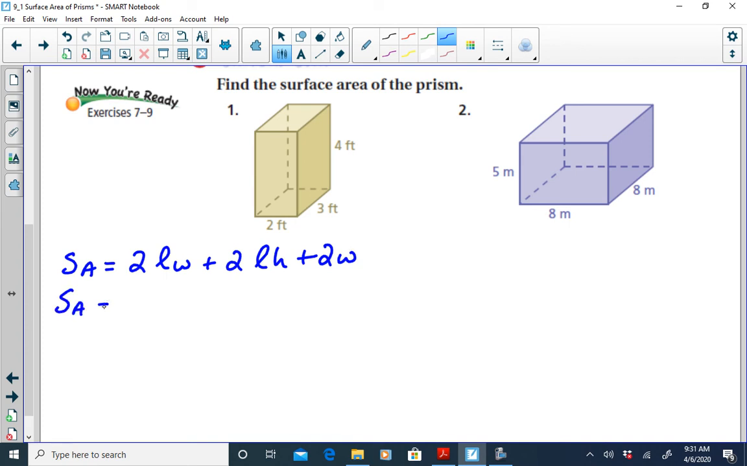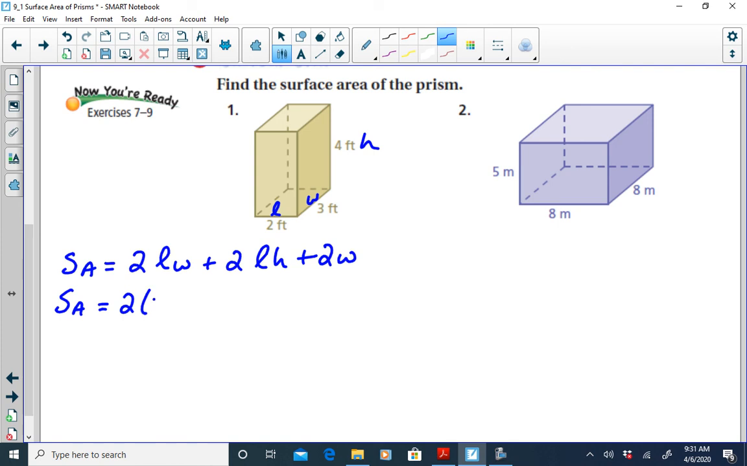Surface area is going to be equal to 2 times, well, what's my length, width, and height? Once again, it's always good to identify them, so I'm going to do length, width, and height. Now, does it matter which one you identify as your length, which as your width, and which as your height? No, right? It doesn't matter which one you do, but it's good to label them.